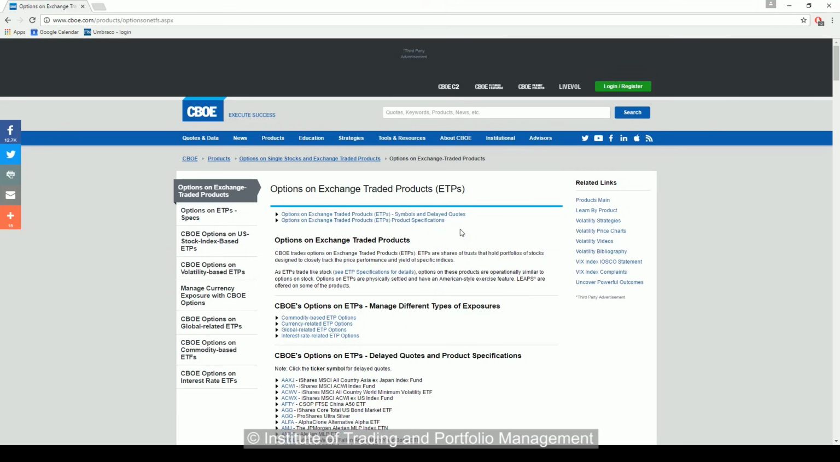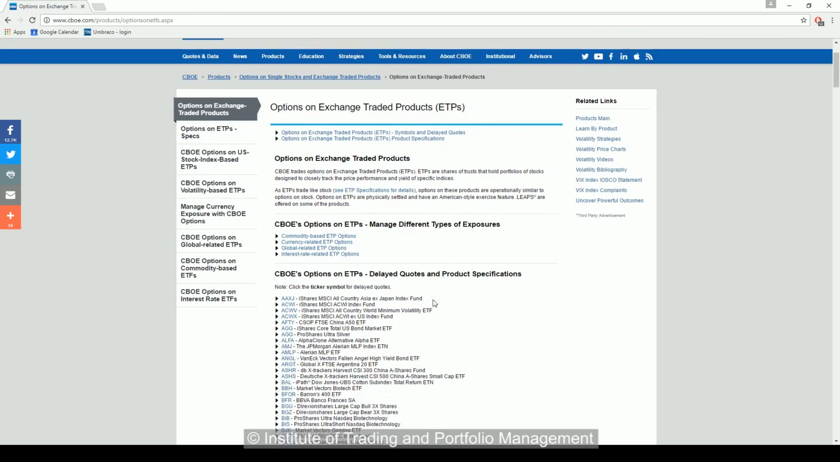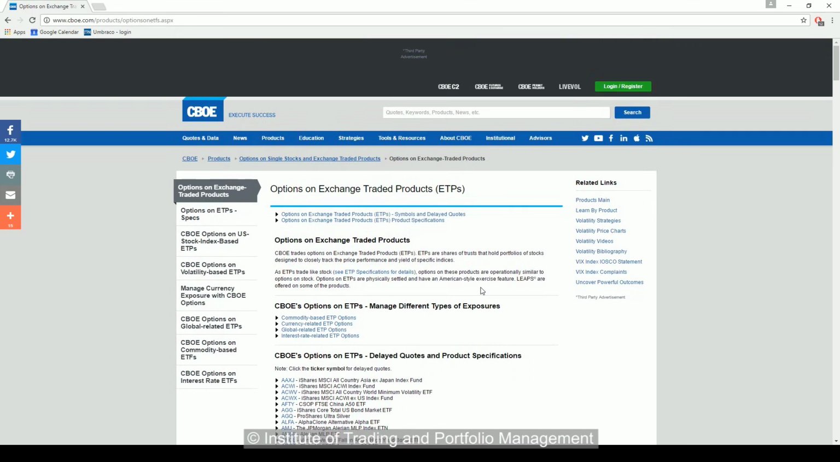Now, on this page, what you'll see is a link here to basically product specifications. And if I click that, we'd be able to find which exercise style the options listed on this site actually have. We don't actually need to click that to find this out, because it says in the next paragraph that they're all American style. So that's the answer to our first question. The option that we're looking at for the SPY, because all of them here have the same exercise, is American style.